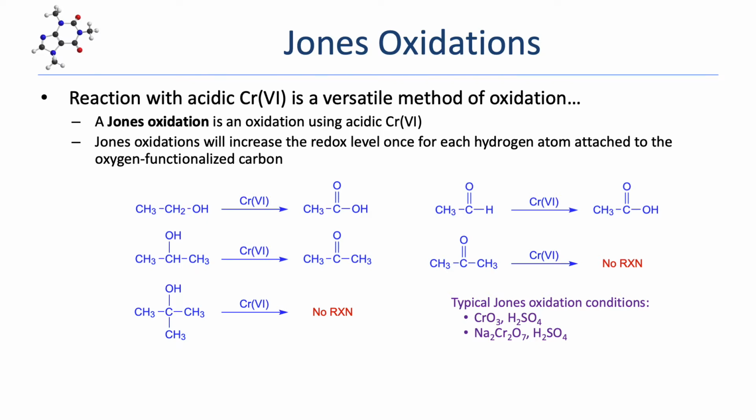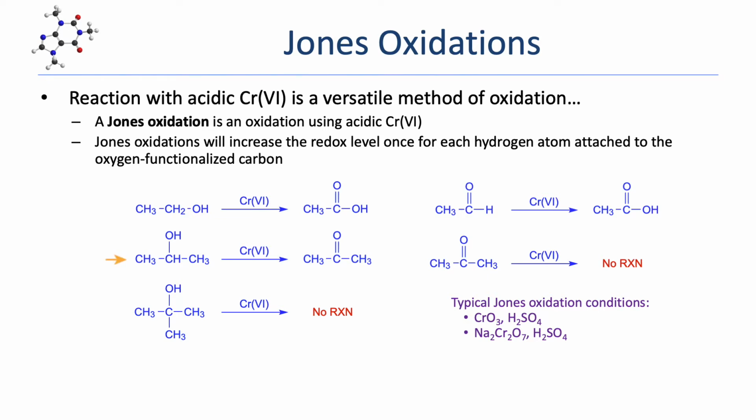The general pattern of Jones oxidation is that it will oxidize oxygen containing functional groups once for each hydrogen attached to the functionalized carbon. The first example shows a primary alcohol undergoing Jones oxidation to give a carboxylic acid. The functionalized carbon in the reactant has two hydrogens attached, so it will be oxidized twice, from the first redox level to the third redox level.